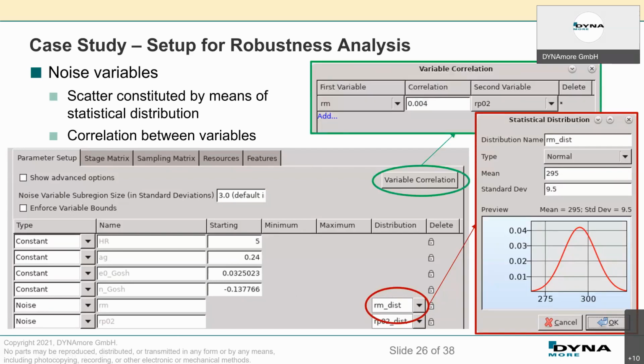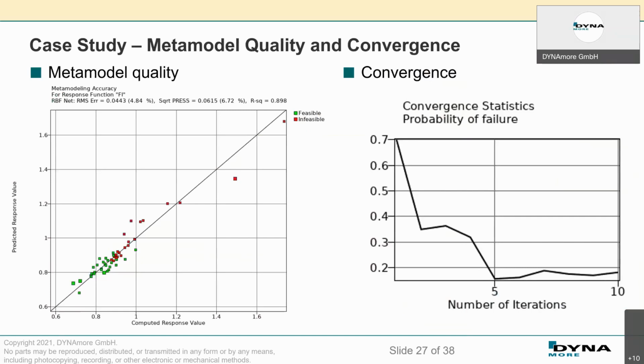Additionally, there was also some information in that PhD thesis that there is a correlation between the 2 parameters we are using here. So this can also be specified in LS-Opt by defining a variable correlation, and the value you see here, as I said, is the value we got from literature in this case. This is not necessary for a robustness analysis, but in this case, since we know that there is a correlation, we also used it for our setup here for our robustness analysis in LS-Opt. That's it on the setup.